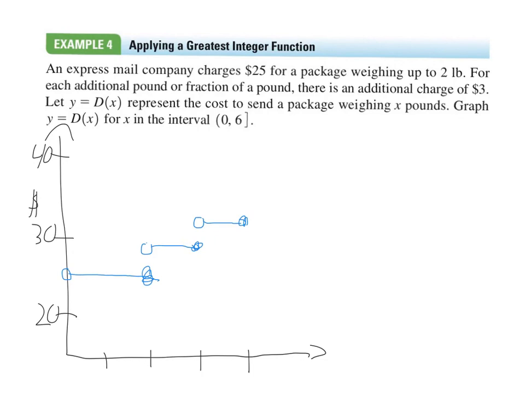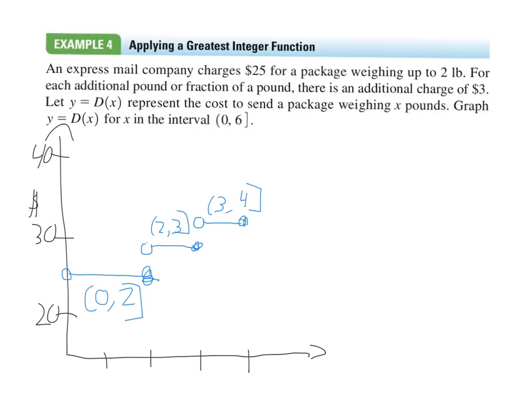And the reason we did it like this, with the open circles on the left end, is because it costs $25 for a package weighing up to 2 pounds, but it cannot weigh 0 pounds because then you wouldn't have a package at all. And that interval for 28 is for a package weighing more than 2 pounds and up to 3 pounds. And if it weighs more than 3 pounds and up to 4 pounds, it'd cost you $31. And that should be a bracket around the 4, because it can weigh up to 4 pounds and it still costs you $31.